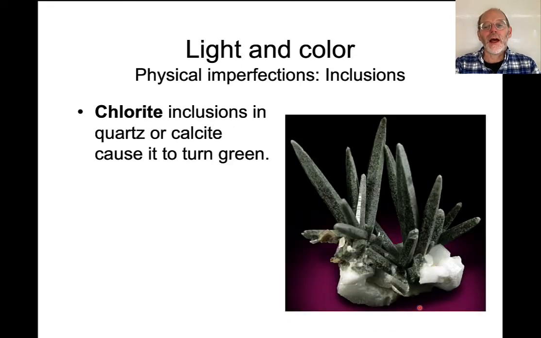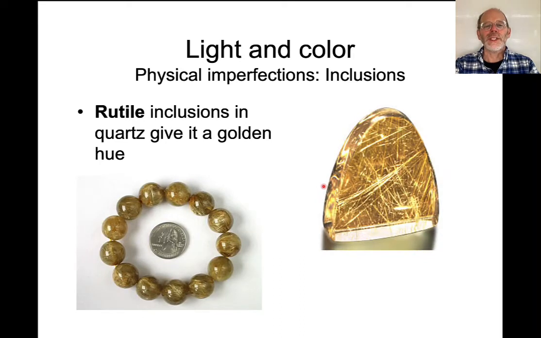If there are other minerals entrapped in the quartz, then the color of those minerals can impart color to the overall crystal. So here, for example, are chlorite inclusions in quartz. This can also happen in calcite, and this causes the quartz crystals to appear green. Rutile is an orangey-brown crystal, so minute inclusions of rutile in quartz can give it a golden color.